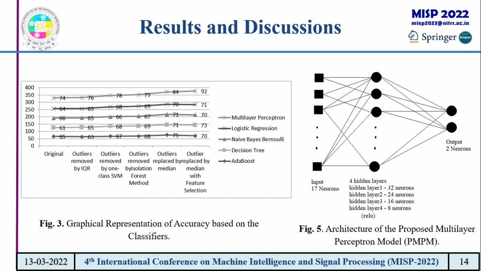We had 17 input neurons and 4 sets of hidden layers. The first one has 32 neurons, the second 24 neurons, then 16 neurons, and 8 neurons. We have applied ReLU as the activation function for all, with 2 outputs, positive and negative.